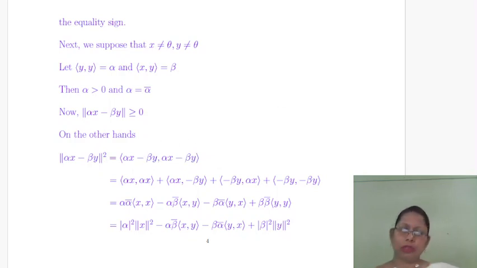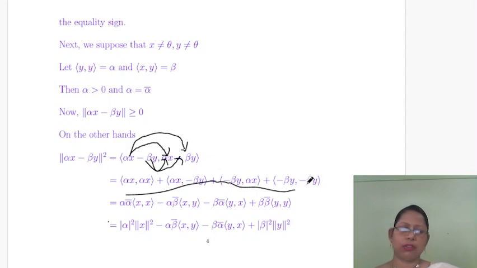On expansion, I will get the inner product of the first term with the first term, then the first with the second, then the second with the first, and then the second with the second. This is the expansion.